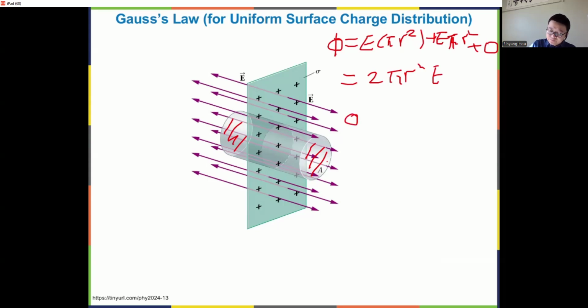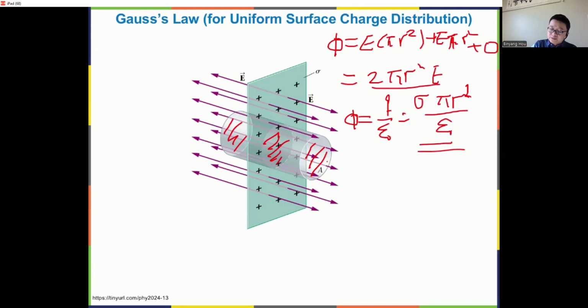Now, according to Gauss's law, flux will be equal to Q enclosed divided by epsilon naught. Q enclosed by this shape will be just this part of the surface, so it will be the surface charge times the area, which is pi r squared, divided by epsilon naught. This is the flux according to Gauss's law and that is the flux according to the definition. Setting those two equal: 2 pi r squared E is equal to pi r squared over epsilon naught.